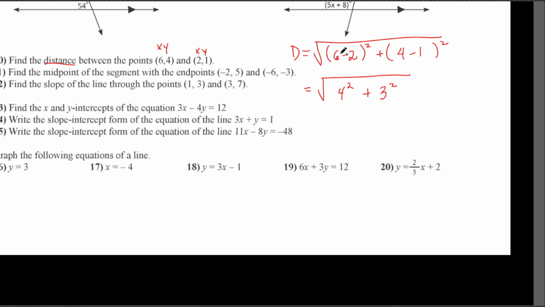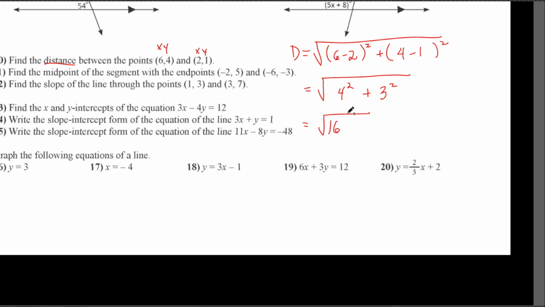It's real simple once you get to this point, okay? Once you put everything into your distance formula, the rest is actually pretty easy. And I'm not just saying that because I'm the teacher. I mean, it really is. 6 minus 2. How hard is that? 4 minus 1. How hard is that? Would you agree? What about this? 4 squared. What's 4 squared?